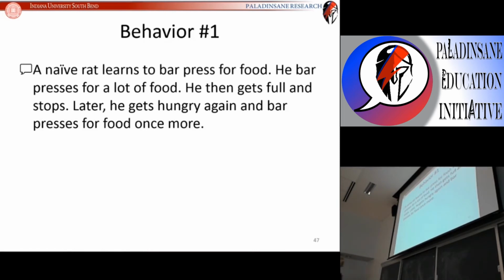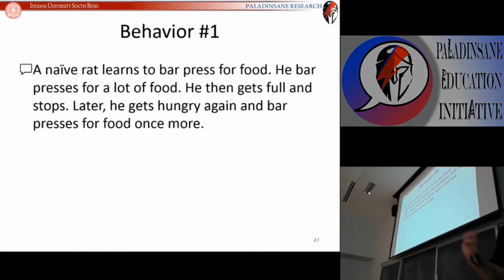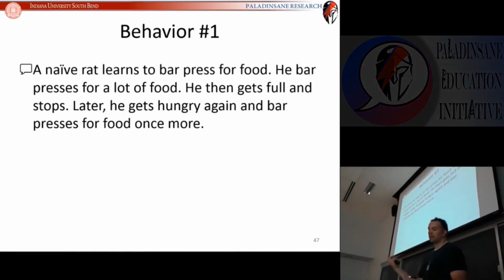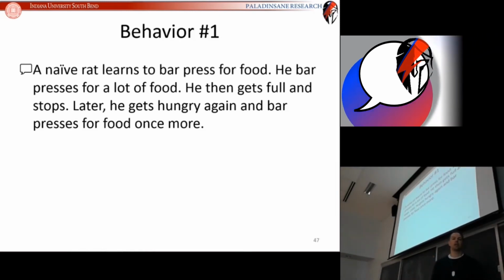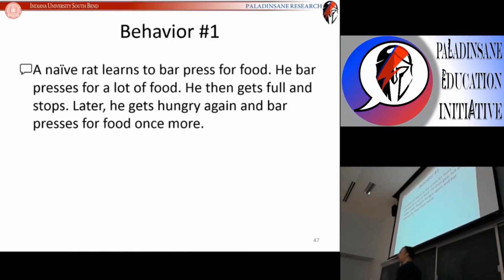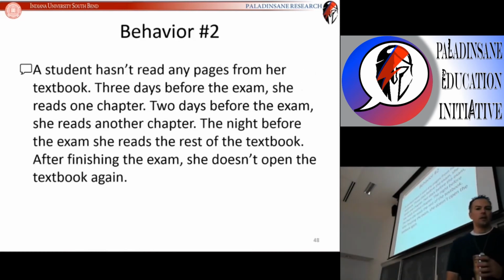All right, so we got a naive rat that is learning to bar press for food. After the rat learns, he bar presses for a lot of food. He then gets full and stops. Later, he gets hungry again and bar presses for food once more. You can consider the delivery of food to be the reinforcer. The bar press is the behavior. All right, behavior number 2.